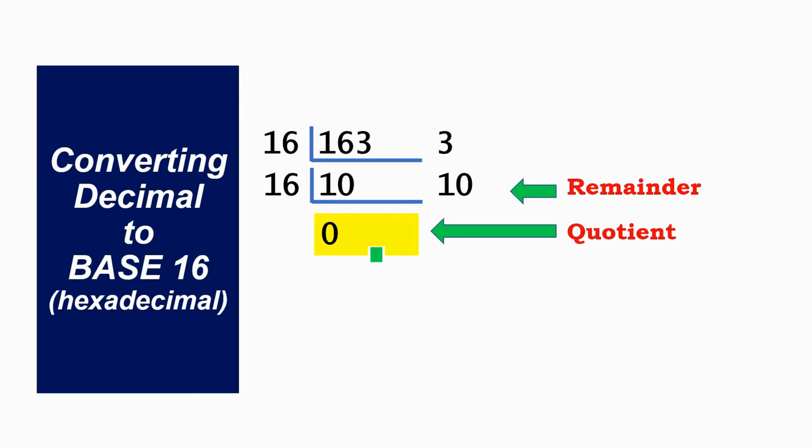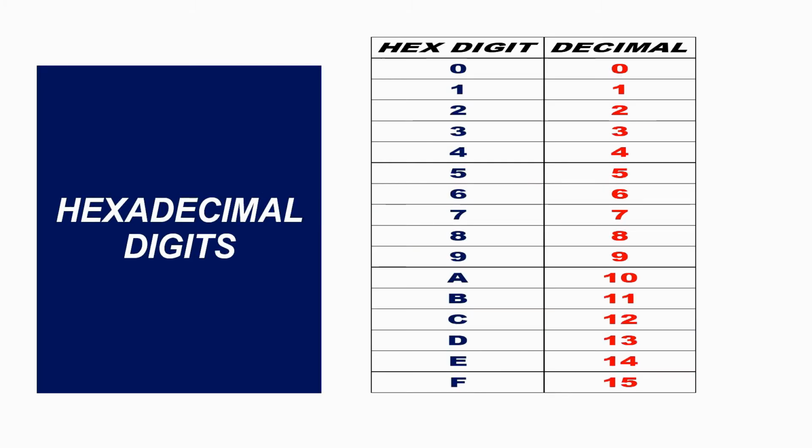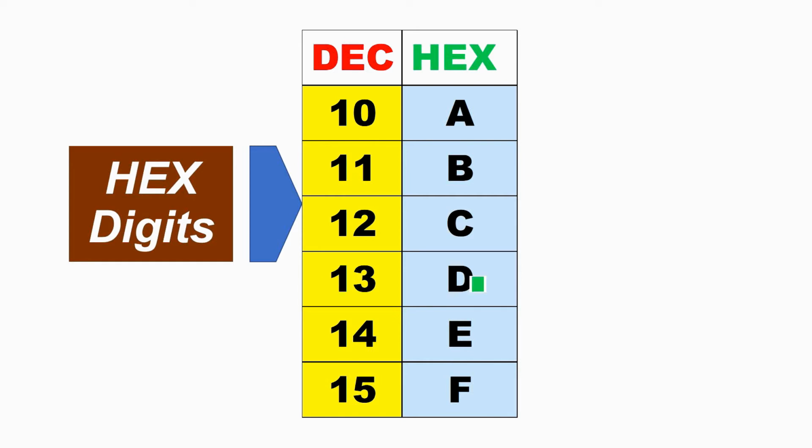Now, how do we represent this remainder of 10? For this, we have to look at hexadecimal digits. In base 16, we map the numbers 0 to 15 to the digits 0 to 9 and then A, B, C, D, E, F. So the new thing we have to learn is that in hexadecimal, the symbols A, B, C, D, E, F stand for the decimal values 10, 11, 12, 13, 14 and 15.